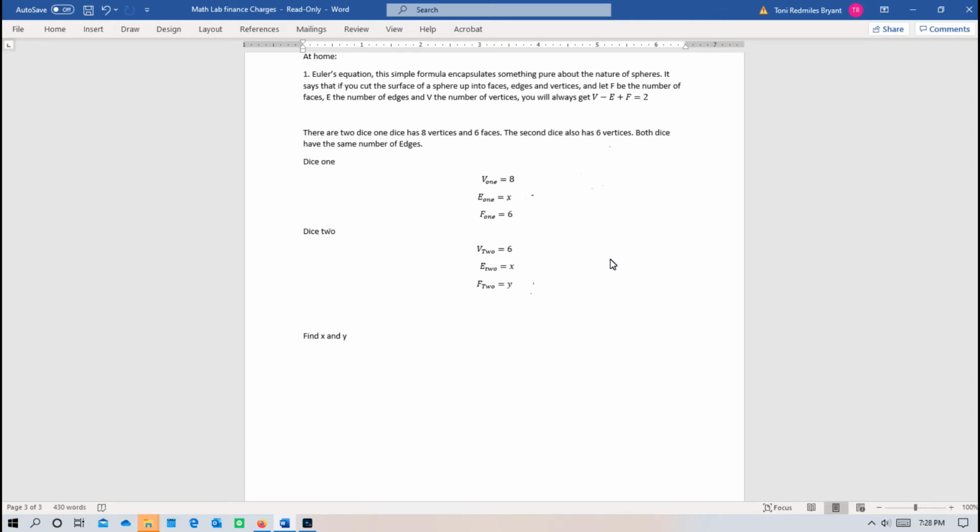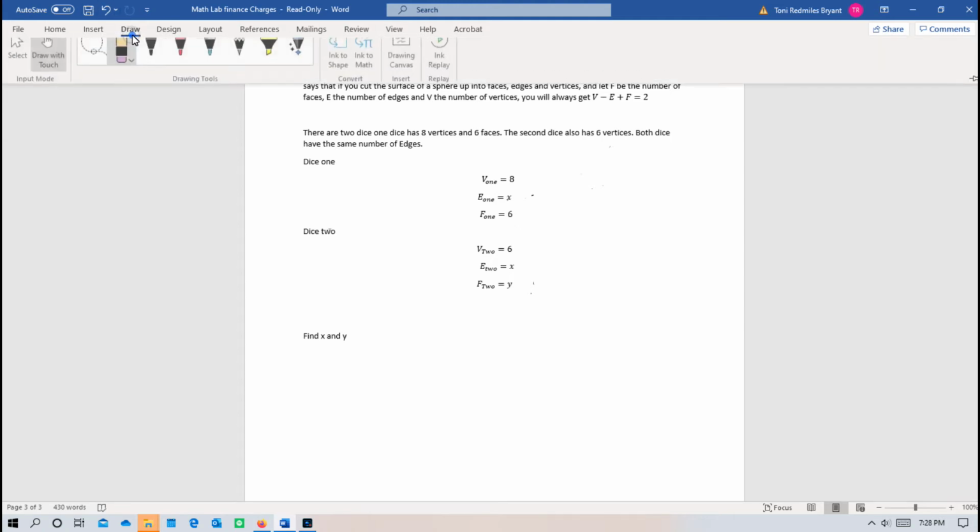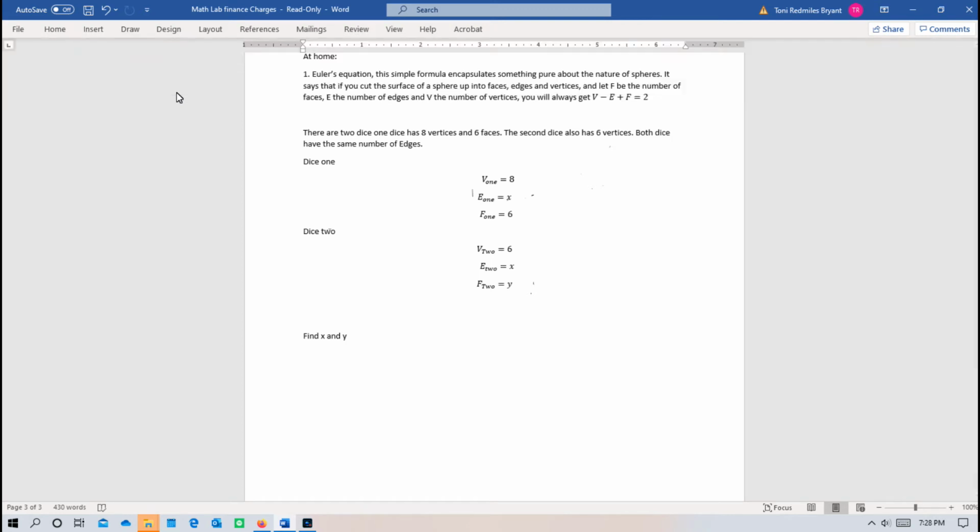All right, so in this project there are 2 dice. One dice has 8 vertices and 6 sides, and the second one has 6 sides. Both dice have the same amount of edges, and we see that down here. This one has the same variable as this one missing. So obviously I've got to solve for dice 1 first before I can do dice 2. So let's go ahead and put what we know into Euler's formula.